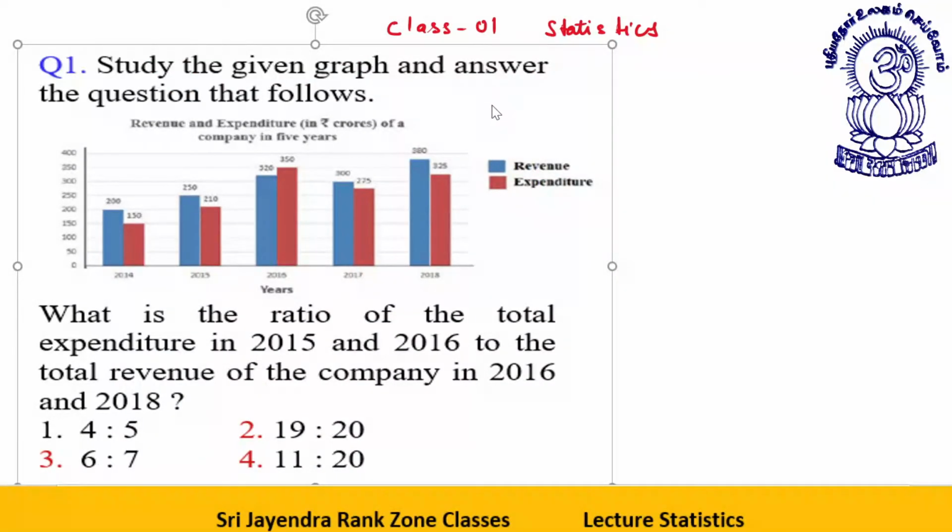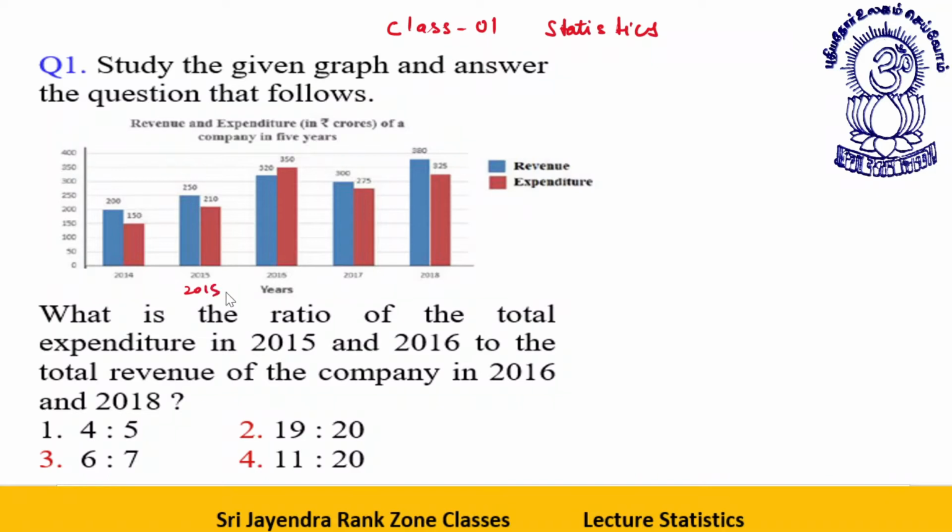The first question is given with tabular data. We are given a table, a graph. Actually, precisely, we call it a table only. What is the ratio of the total expenditure in 2015 and 2016 to the total revenue of the company in 2016 and 2018? See, there are two things given. The blue is revenue and the red is expenditure. We have to find the ratio of expenditure to revenue for two different sets of years.